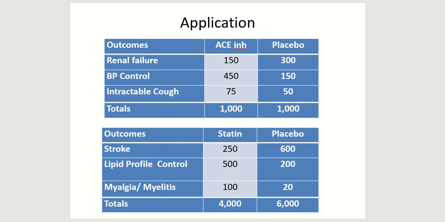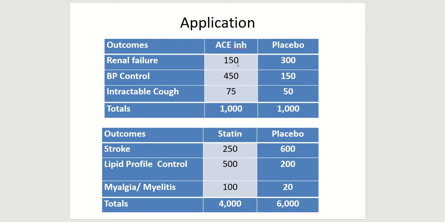For blood pressure control, what is happening is when you're treating those with blood pressure control, they go up from 150 to 450, so you're actually increasing a good outcome. However, intractable cough increases from 50 per 1000 to 75 per 1000, so this is the harm that you're causing.